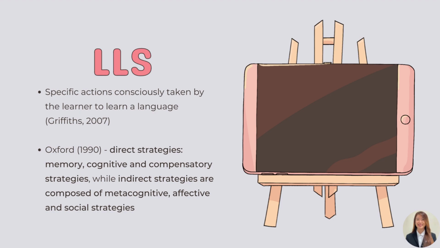Oxford 1990 has categorized these strategies into two, direct strategies and indirect strategies. Direct strategies are strategies that influence learners directly in learning, such as memory, cognitive, and compensatory strategies, while indirect strategies are approaches which indirectly have an effect on learning, such as metacognitive, affective, and social strategies.